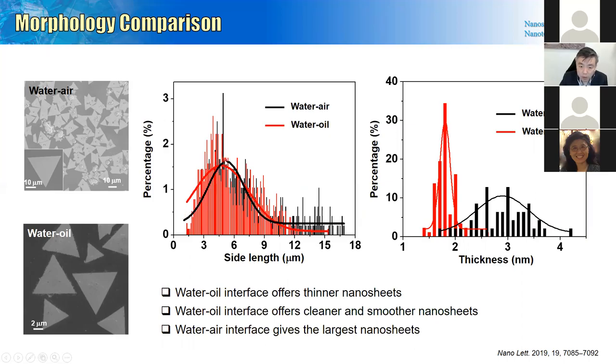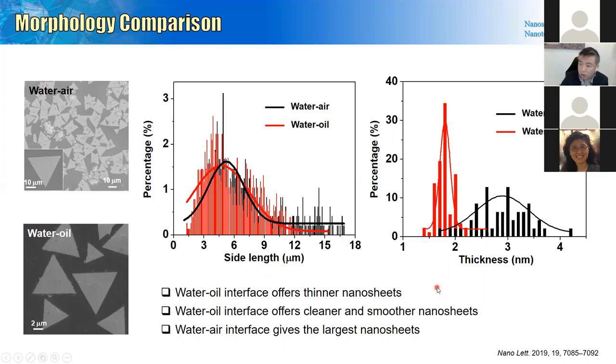The overall percentage is pretty much the same because we turned the same amount of the same materials into nanosheets. The yield is the same. However, the thickness distribution for the oil interface is much narrower and smaller compared to the water-air interface, which gives a much better control and distribution for the nanosheet.